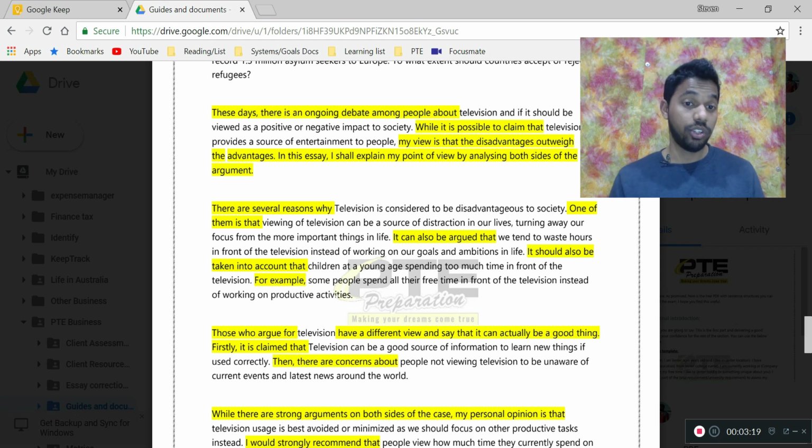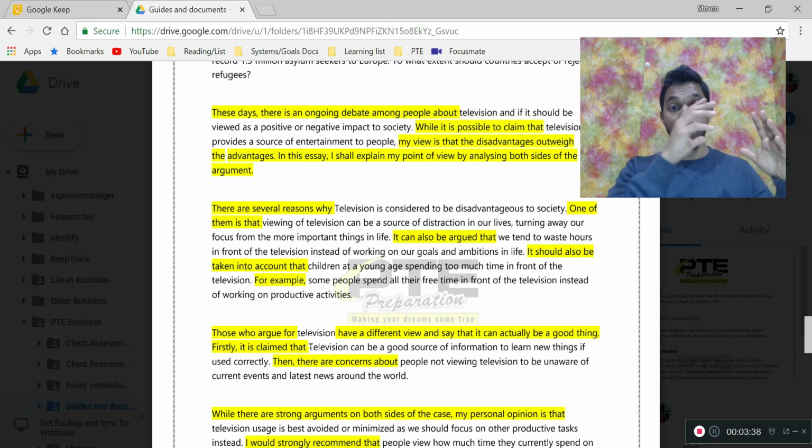Then it moves on to the next paragraph, which touches on the other side of the argument. So those who argue for television have a different view and say that it can actually be a good thing. So these are the people who say that television is good. Firstly, it is claimed that television can be a good source of information.